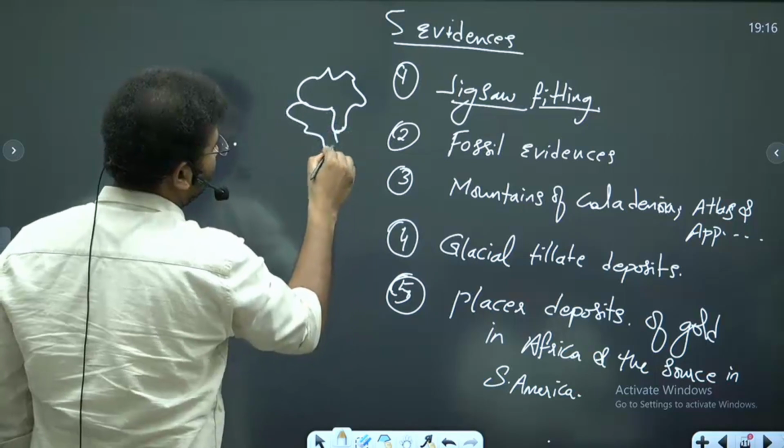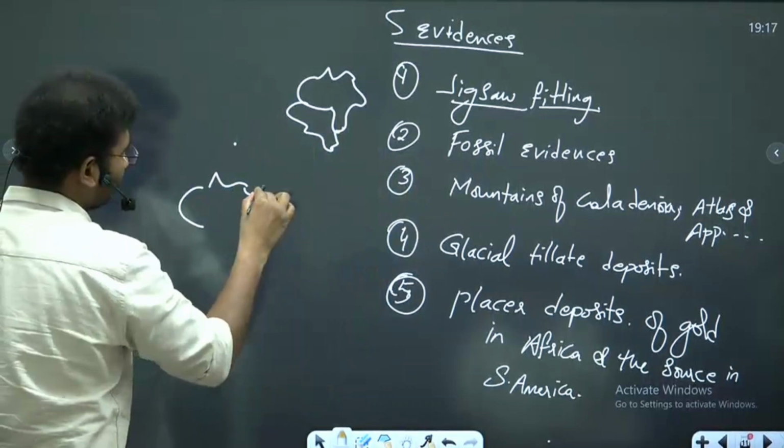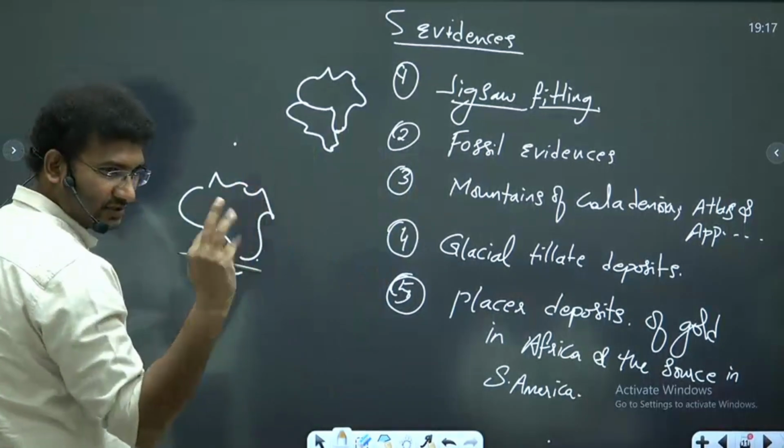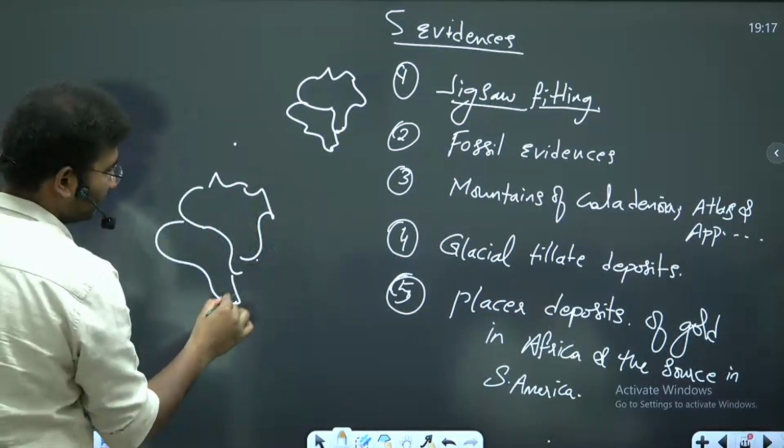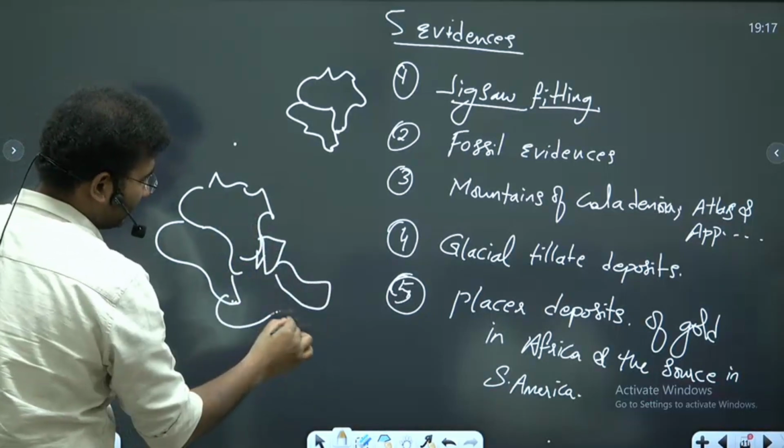Africa and South America. ठीक है. Fossil evidences, again. 4 fossils हैं, ये याद करना है आपको. India, Madagascar, maybe Australia, Antarctica.